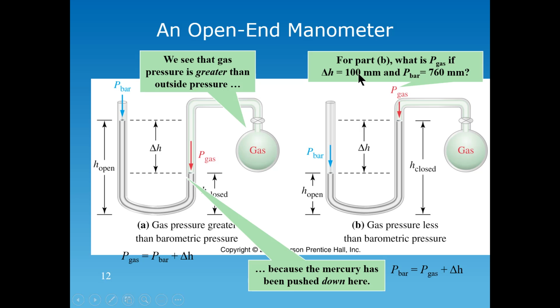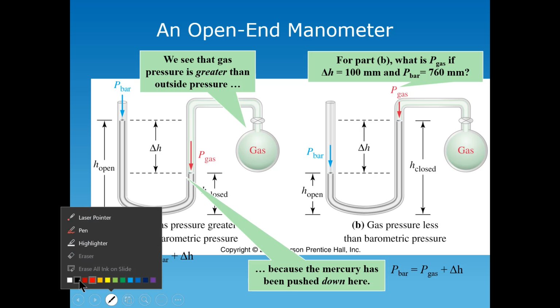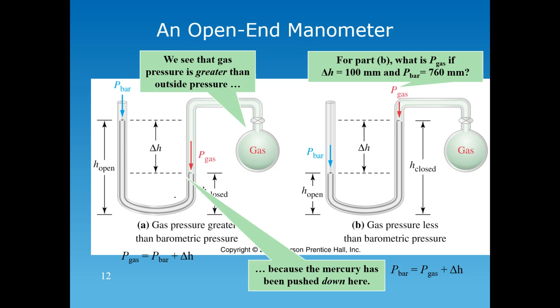Now, here we have a question. It says for part B, what is the pressure of the gas if delta H is 100 millimeters and the barometric pressure is 760 millimeters? So this is the equation we'll be using. What that means is that we have to rearrange this equation here.